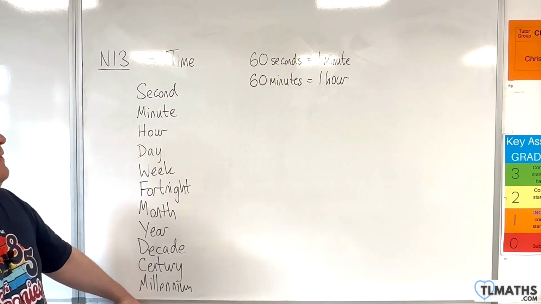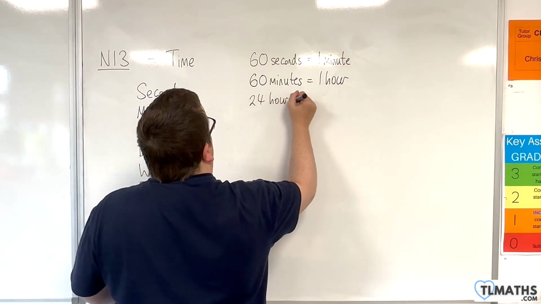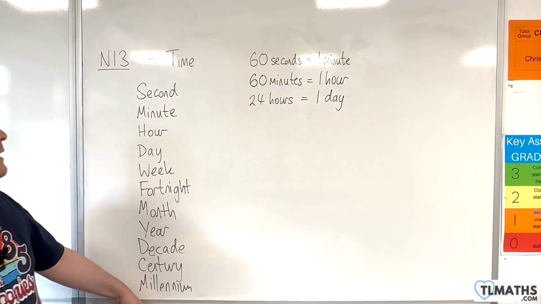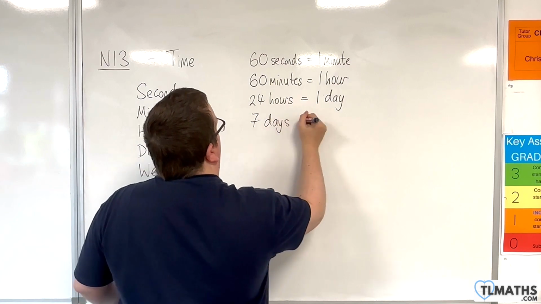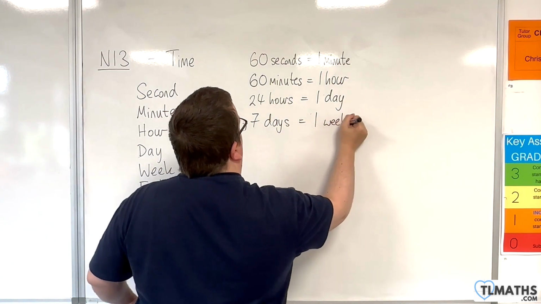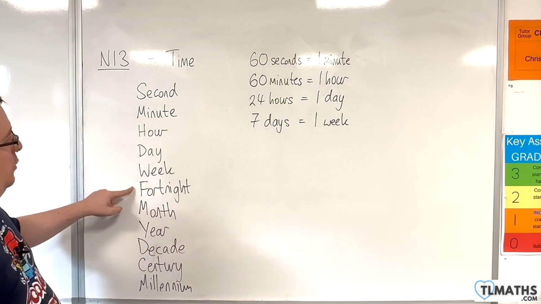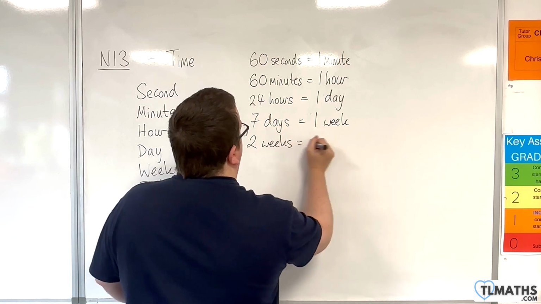Okay, then we've got 24 hours in a day. And 7 days in a week. Now, for fortnight, often thought of as 2 weeks. So 2 weeks is a fortnight.